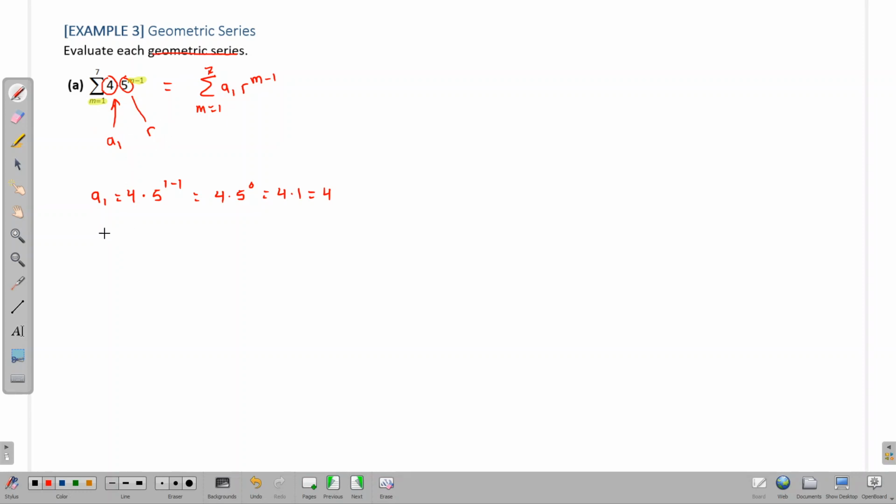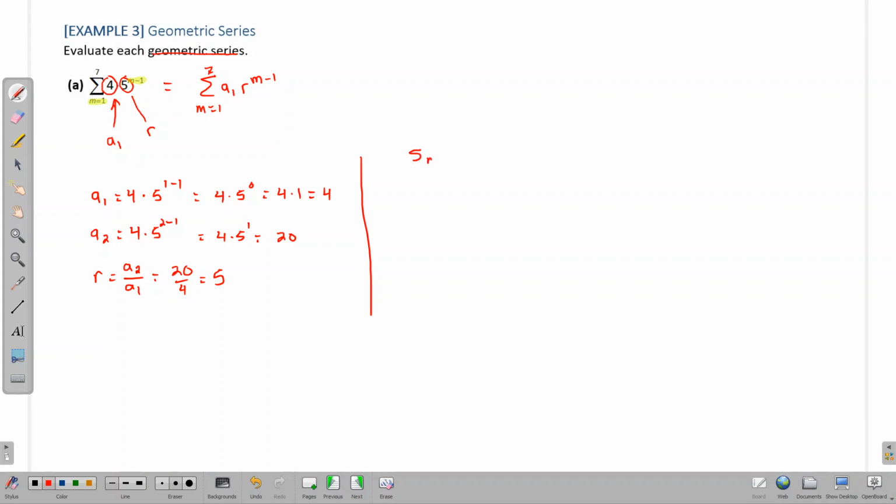So then you might say, well, how do I get r? Well, go ahead and find a2. a2 would be 4 times 5 raised to the 2 minus 1. In other words, that's just 4 times 5 to the first, which is 20. We know that r is the ratio of two consecutive terms. So r should be a2 over a1. It should be 20 over 4, which is 5. So you can just use the regular definition to find these as well. But it's going to be quicker if you can look at this and recognize that that is a geometric series.